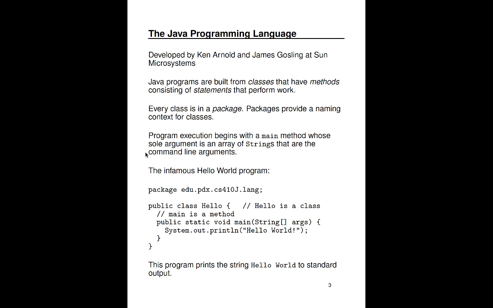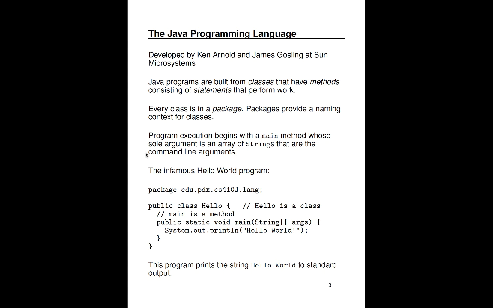So you'd say package, and then the name of the package, which is edu.pdx.cs410j.lang, and then you declare the class itself. So you say public class hello, and we'll talk about what public means in a little bit. The name of the class is hello, and that class declares it has one method.